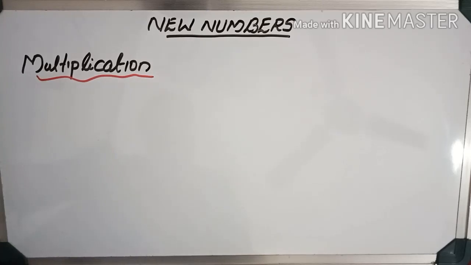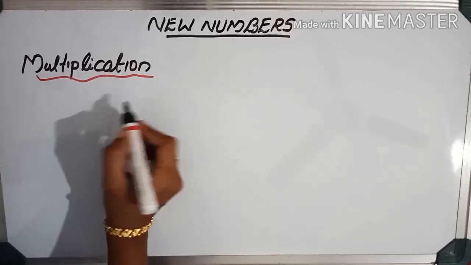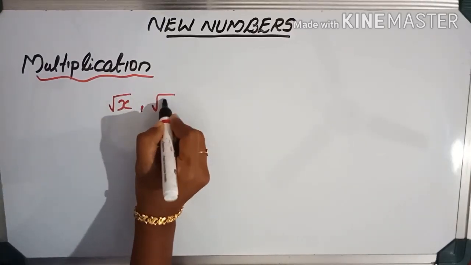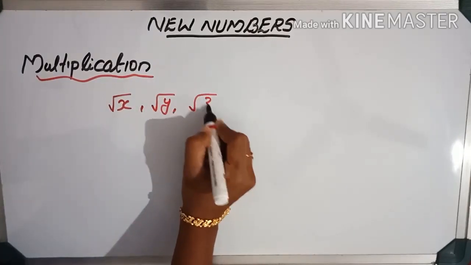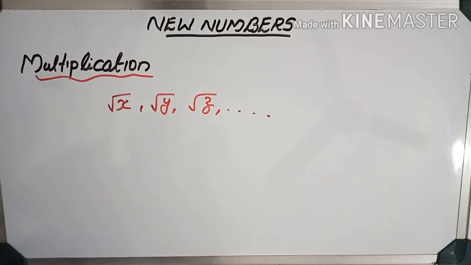We are learning the chapter Irrational Numbers and our next subheading is multiplication. Multiplication of irrational numbers. In the previous section we learned how to add and subtract irrational numbers. Now next is multiplication. Here I told you irrational numbers can be of the form root x, root y, root z, etc. All these are irrational numbers. Now how to multiply these?